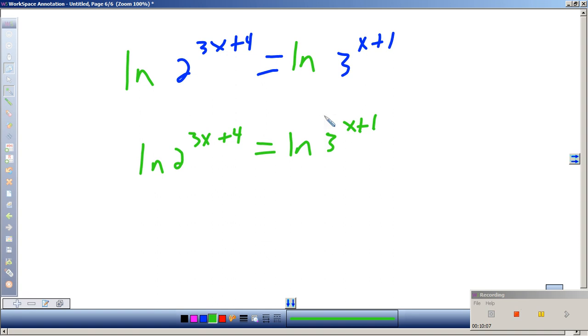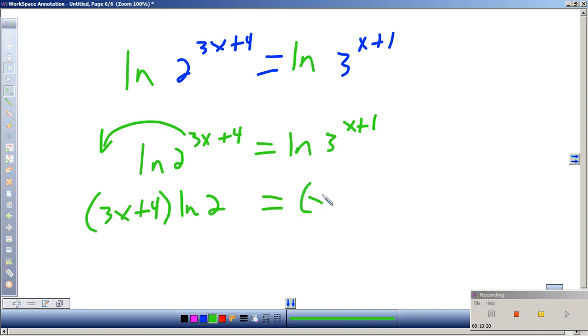And then what can we do with an exponent if we have a logarithm? Multiply it. Yeah, we can pull this out and make it 3x plus 4 times natural log of 2 is equal to x plus 1 times natural log of 3. Okay, now we're going to have to get all the x on one side, everything else on the other.